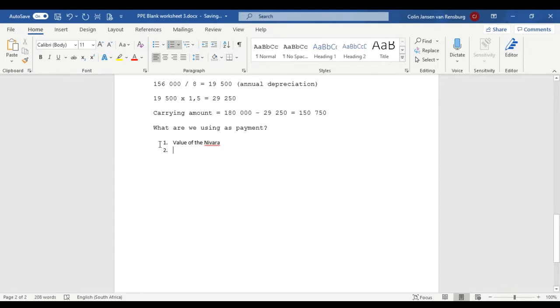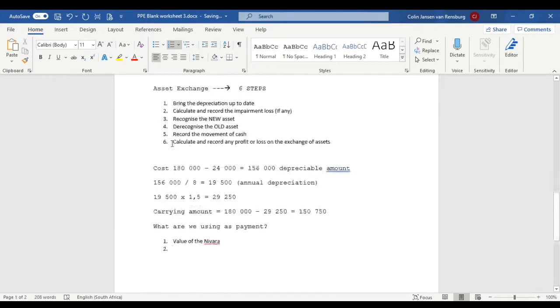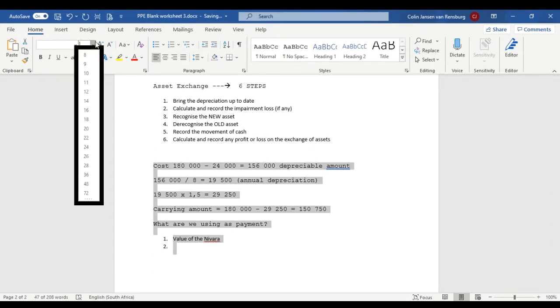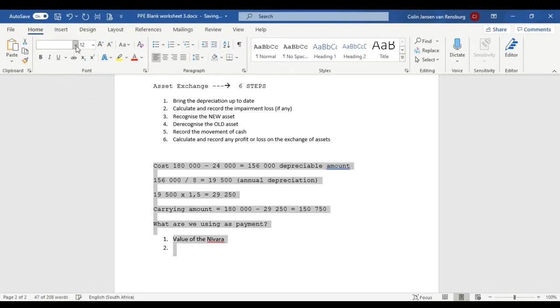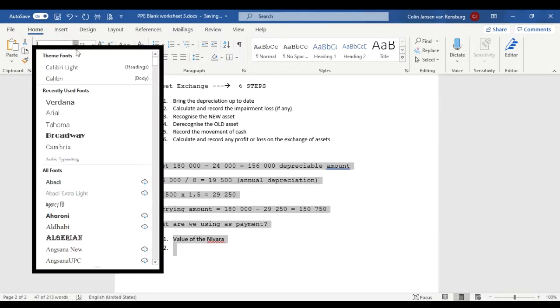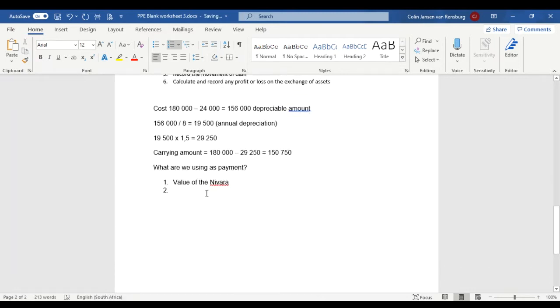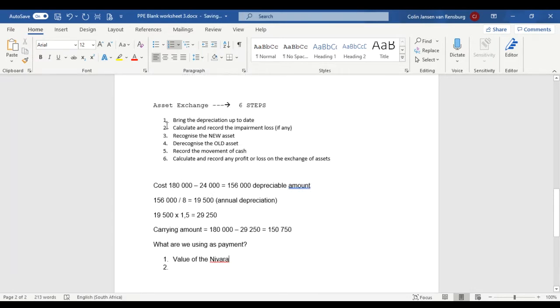Maybe I'll just change all my fonts here. It's a bit bigger. Okay, so I wanted to make that bigger as well.